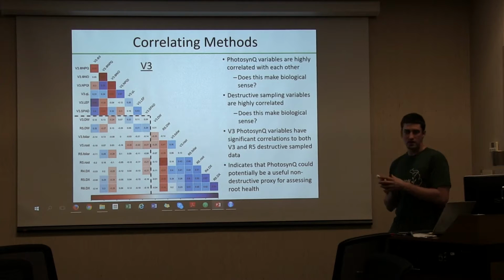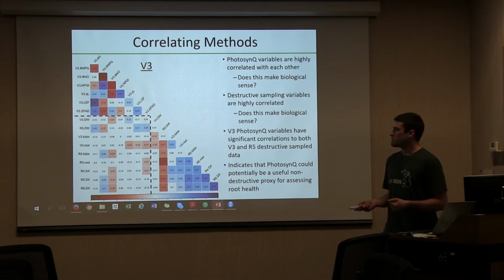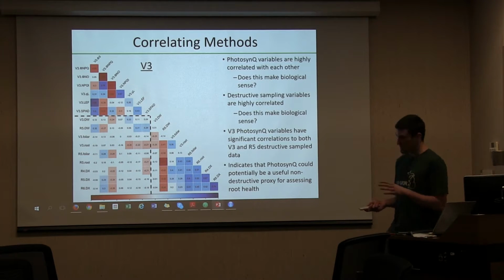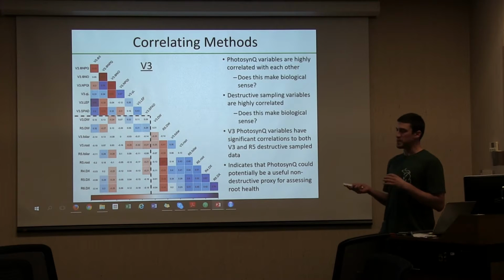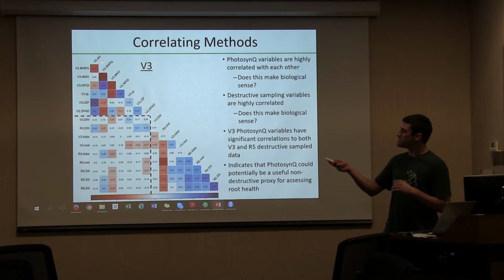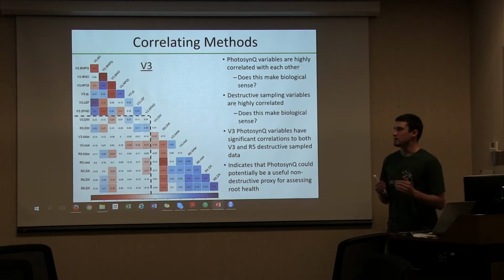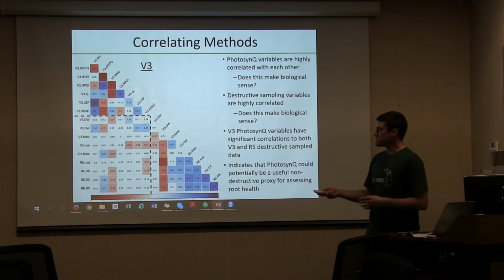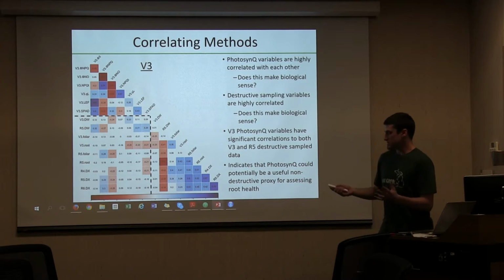So some of the takeaway things that I noticed is just that it seems like our PhotosynQ variables are correlating with themselves, and I don't know if that's expected or not. I don't know if it's a bad thing or not, but from my understanding of photosynthesis, you do expect some of that, especially the phi variables, phi 2, phi NPQ, and phi NO. They're kind of 3 different components of the same process.